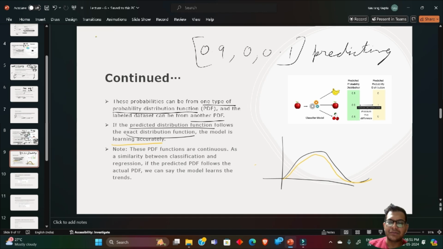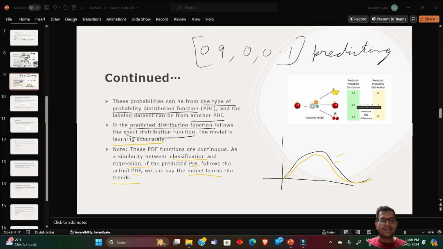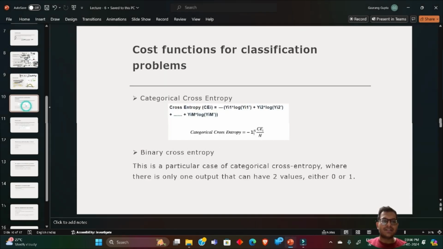Now one thing you have to note, that these probability distribution functions are continuous. See, this function is continuous. So it is one of the similarities between classification and regression. And also, if the predicted PDF or predicted probability density function follows the actual probability function, we can also say that the model learns the trends. So let's move on to the next topic, which is cost functions for classification problems.